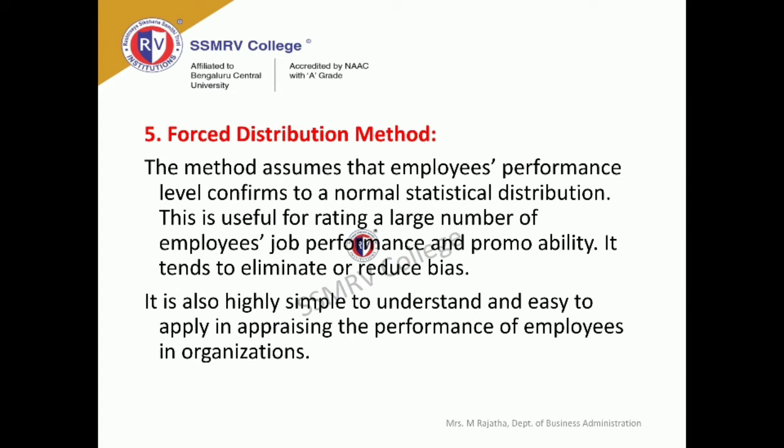Fifth one, forced distribution method. The method assumes that employees' performance level conforms to a normal statistical distribution. This is useful for rating a large number of employees' job performance and promotability. It tends to eliminate bias. It is also highly simple to understand and easy to apply in appraising the performance of employees in organizations.